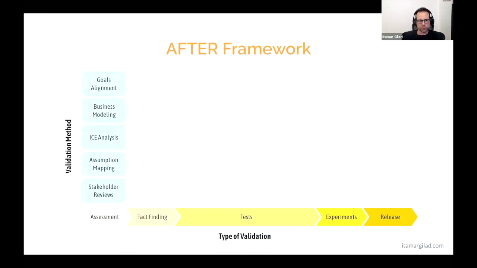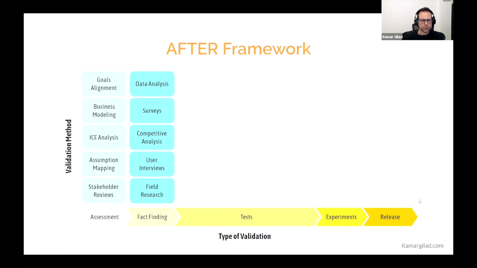We can look at whether or not it aligns with the goals. We can do business modeling. We can do the ICE analysis. We talked about assumption mapping. There's a bunch of things we can do here. Fact finding is about going out and looking for data through surveys, user interviews, data analysis, etc. But we're not testing the idea just yet. We're mostly just collecting information and looking for supporting facts.